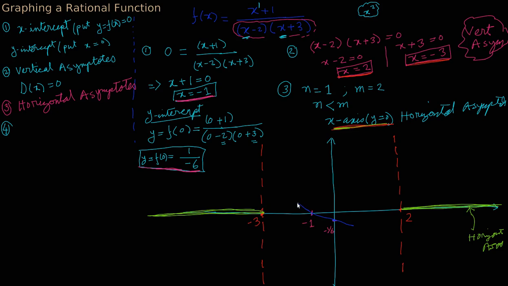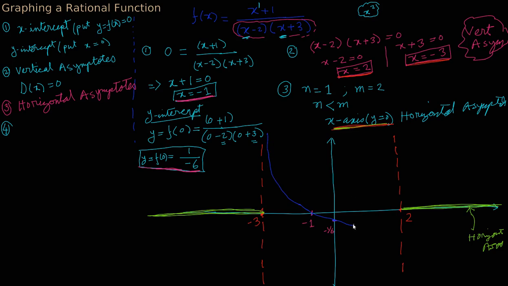Now what about this way? I cannot go because my graph cannot cross the vertical asymptote. So this I also cannot do. Also I cannot go this way because my graph again intersects the y-axis, and I cannot have more than one y-intercept. So this is also not possible. As you can see, the only possibility is for my graph to approach this vertical asymptote.